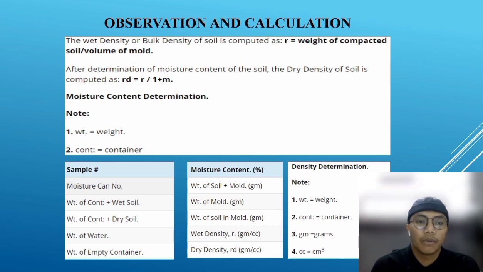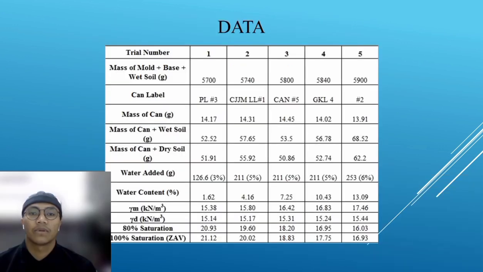Note number 1, WT as a weight and CONT as a container. So for example, moisture can number, weight of container plus wet soil, weight of container plus dry soil, weight of water, and weight of empty container. So moisture contents, weight of soil plus mold, weight of mold, weight of soil in mold, wet density R, dry density RD. So for density determination, note number 1, WT as a weight, number 2, CONT as a container, and number 3, GM equal to grams, and CC equal to cubic centimeter. So for our data, we have trial number 1 until number 5.